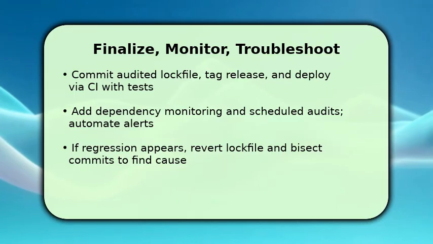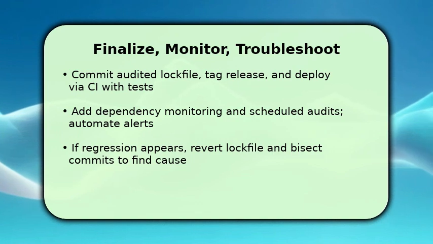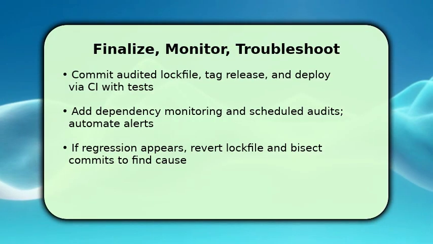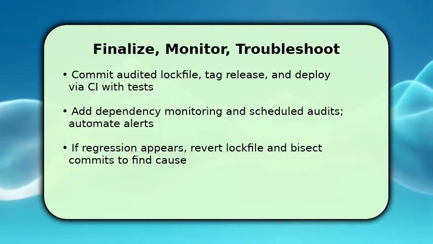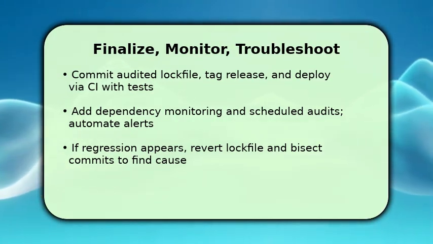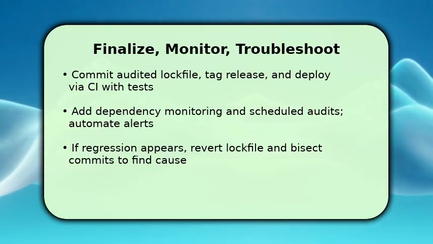If something goes wrong, revert to the previous lock file, run a git bisect across dependency or package.json changes, and reproduce the failure locally. This targeted rollback is the fastest way to restore a working build while you craft a safe fix.